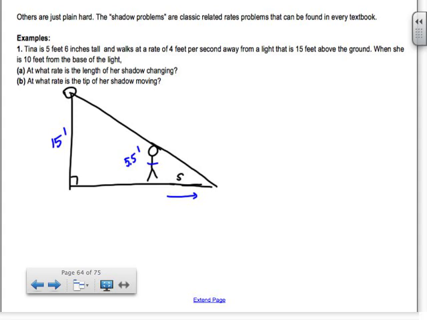Now think about it, as she's getting closer to the light, her shadow is smaller. So as she gets further from the light, the shadow gets longer. So if you need to see a sketch of that. So if she was real close, her shadow is just this long, right? If she's kind of far away, her shadow gets longer. Okay, so that's what's happening in this problem.